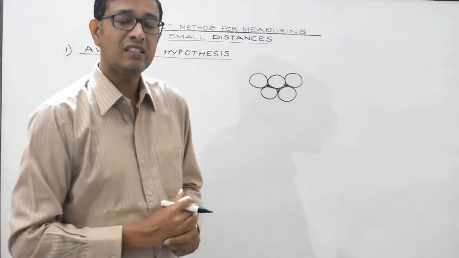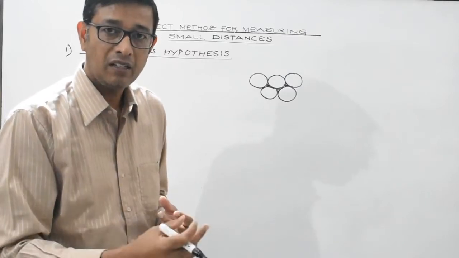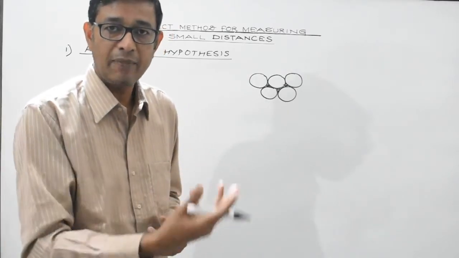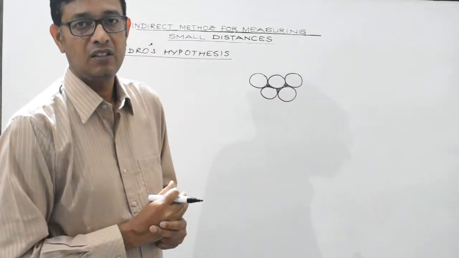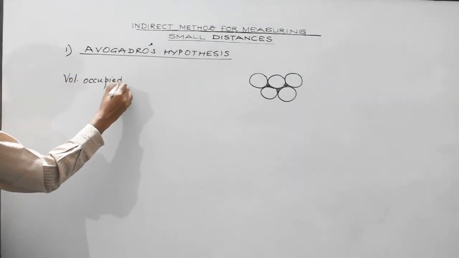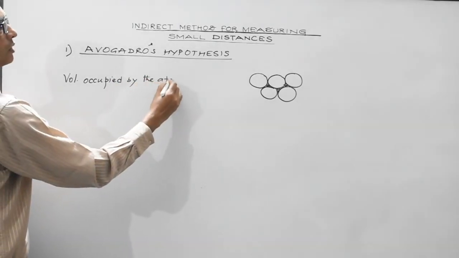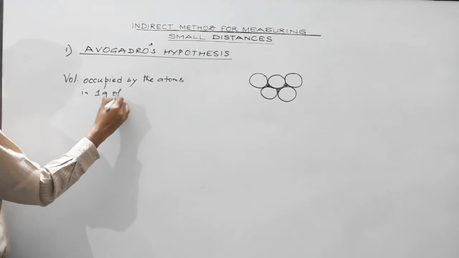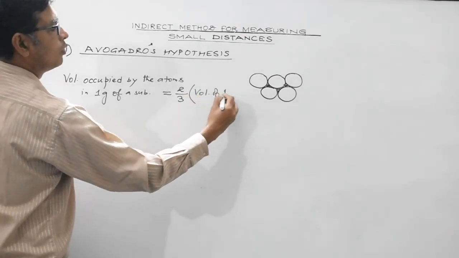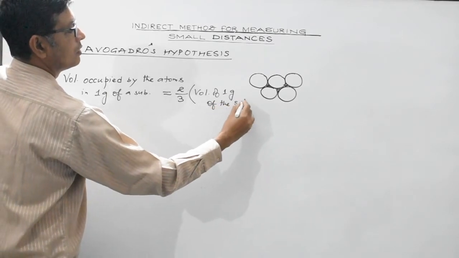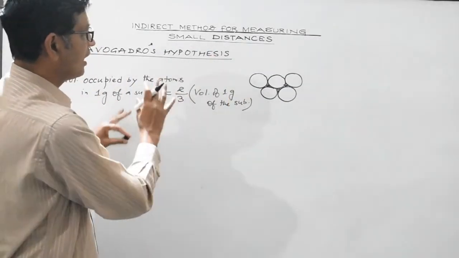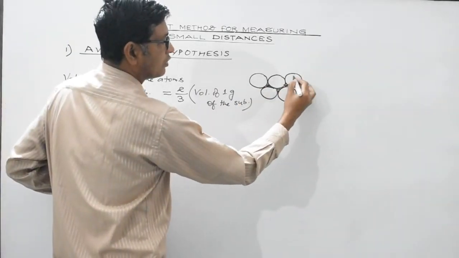So Avogadro's hypothesis states that the net volume occupied by the atoms in 1 gram of a substance is equal to 2/3 times the volume of 1 gram of the substance. I'll write it. Avogadro's hypothesis states that the volume occupied by the atoms in 1 gram of a substance is equal to 2/3 of the volume of 1 gram of the substance. So by making use of this hypothesis, we can determine the radius of an atom.